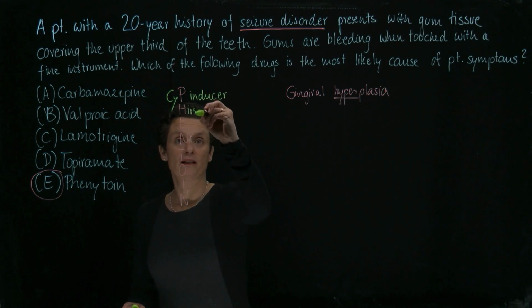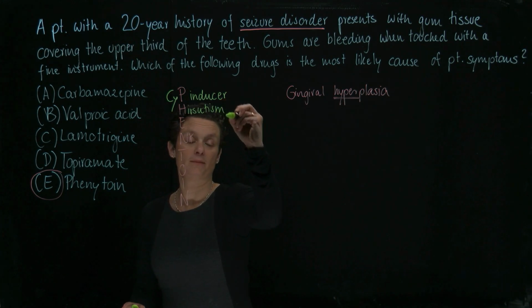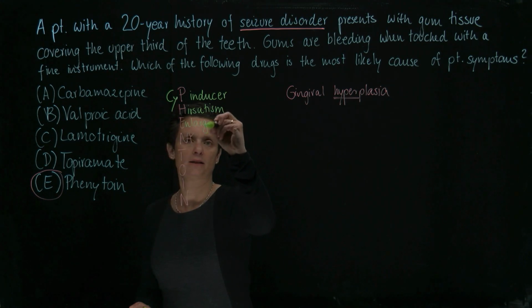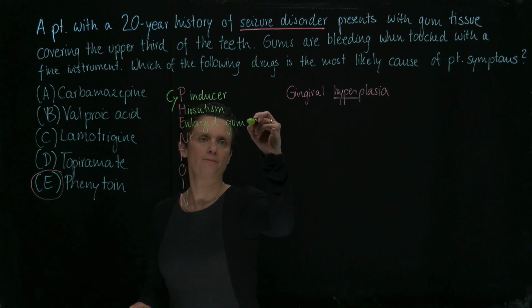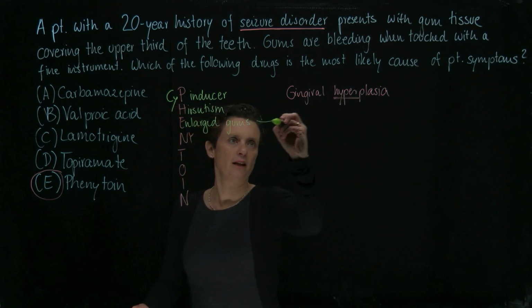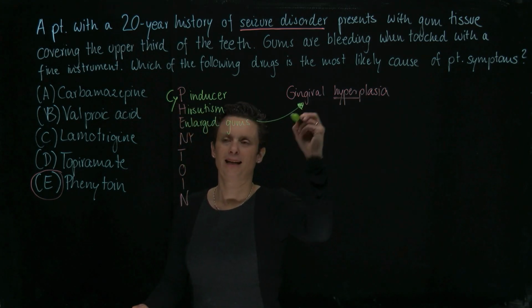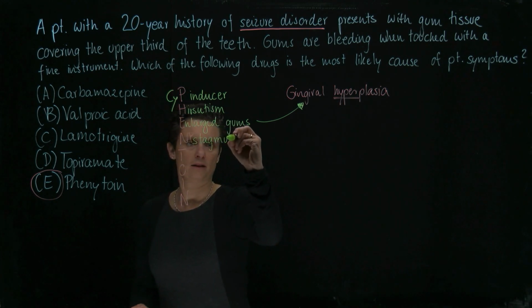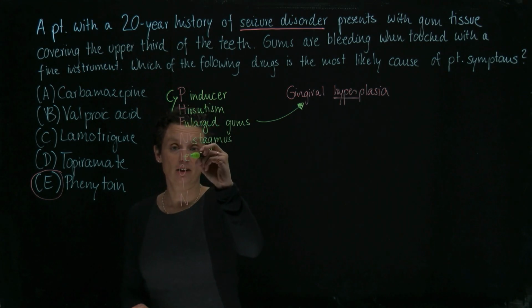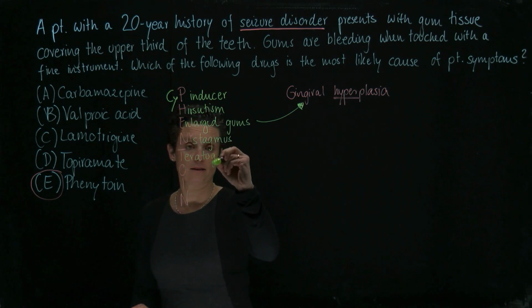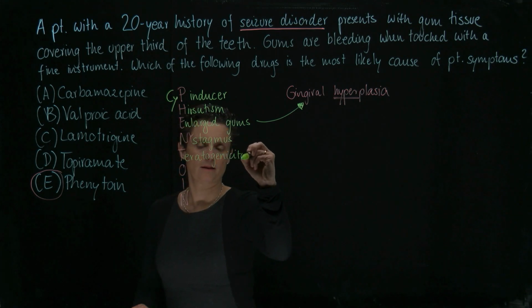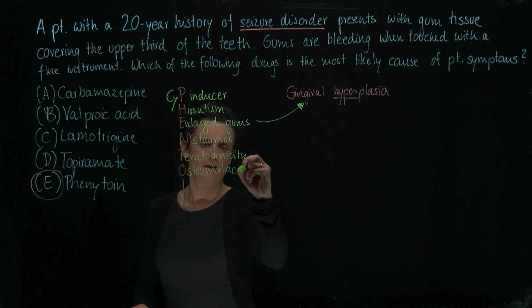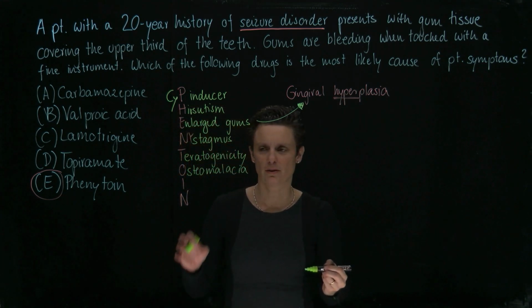H stands for hirsutism, so this means a lot of hair growth. E stands for enlarged gums, and that's actually the gingival hyperplasia. NY stands for nystagmus. T stands for teratogenicity. O stands for osteomalacia. So it's pretty toxic to the bone.